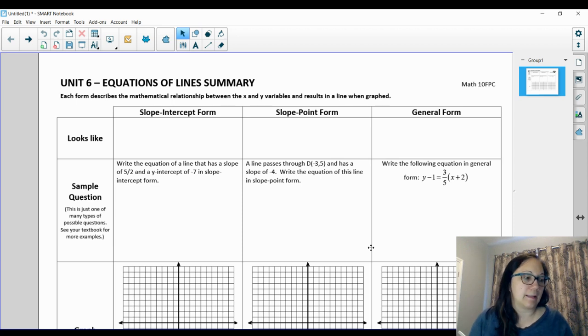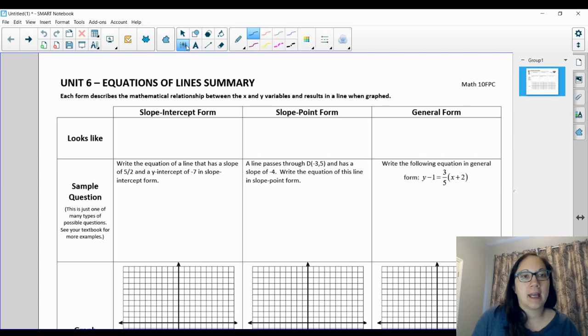Hello, so this is just a little bit of a bonus video to help you when you're reviewing for this chapter. I often would let people take a sheet like this into their exam as a cheat sheet. It's just a quick distinction between the three forms of equations of lines that we studied in this unit, because there were three of them and sometimes people get them mixed up.